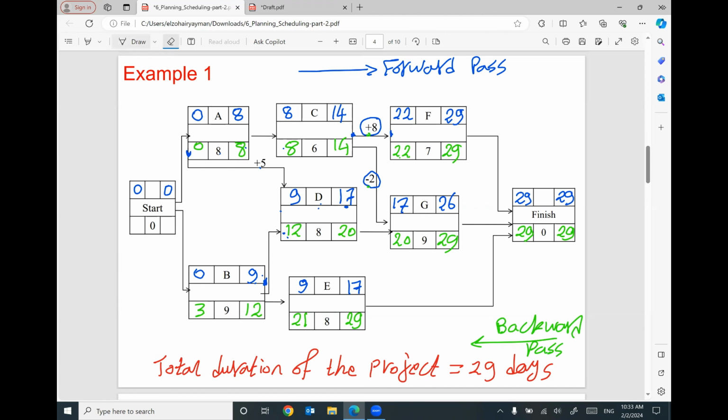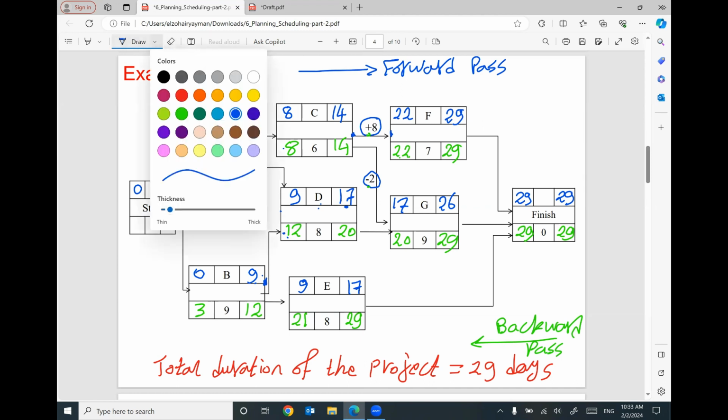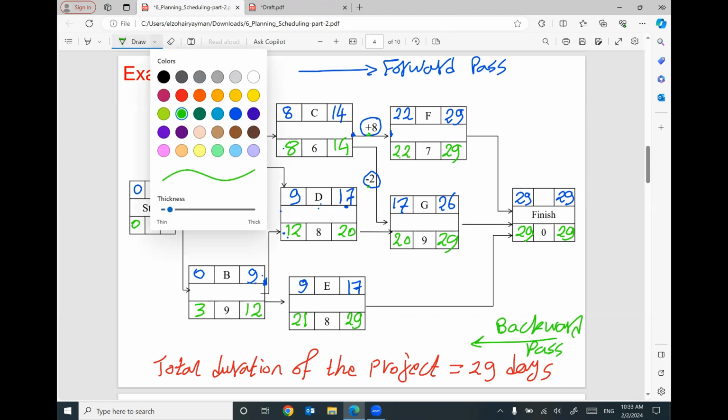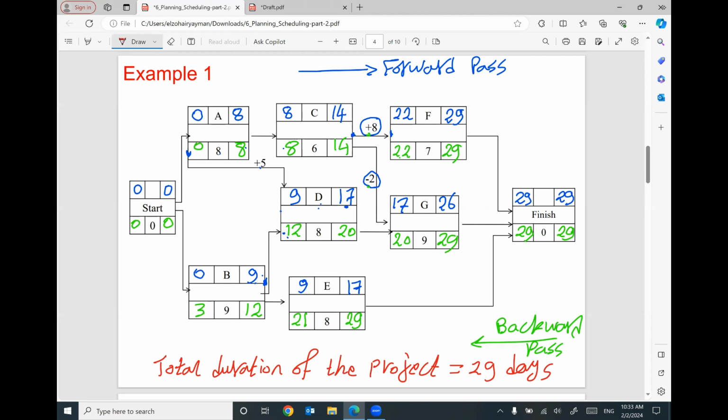By the end, we have here 0. We have here 3. I'm going to use the 0, the smallest number. 0 minus 0 will be 0. So I figured out the late start, late finish for each activity. Now I can figure out the total float. Free float is not a big deal, but the most important one is the total float. 0 minus 0 will be 0, or 8 minus 8.